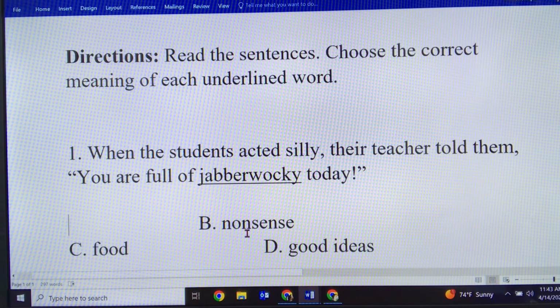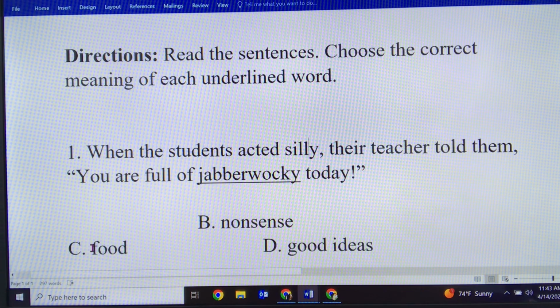Choice B is nonsense. Non is a prefix and it means not sense. It doesn't make sense. And if the kids are acting silly, nonsense matches with that word, because being silly, not making sense, those are ideas that match. So I'm going to keep nonsense as a good choice, but I want to look at the other choices just in case. Choice C says food.